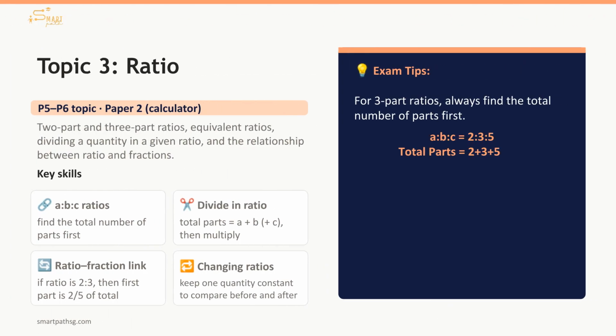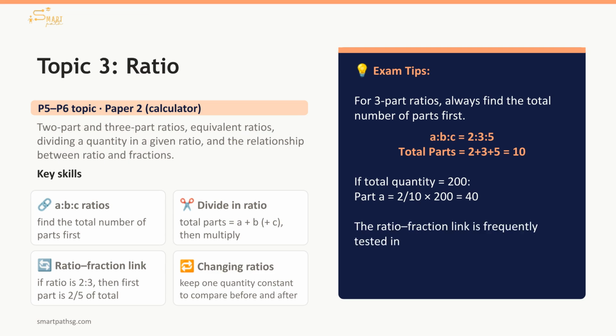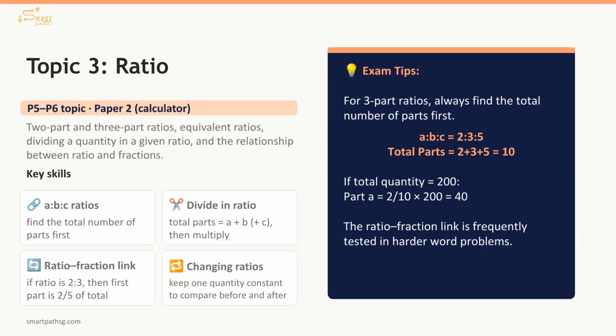Ratio problems frequently involve 3 parts and changing ratios. The ratio to fraction link is key. If the ratio of A to B equals 3 to 5, then A is 3/8 of the total. You must also handle scenarios where one quantity stays constant and the ratio changes.